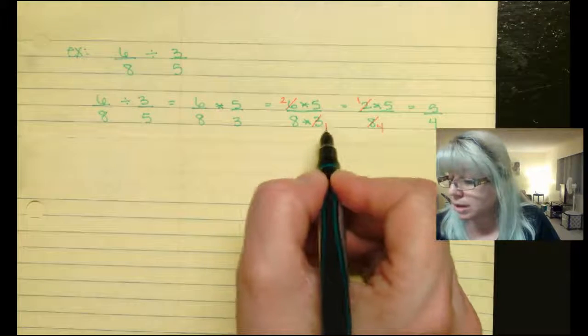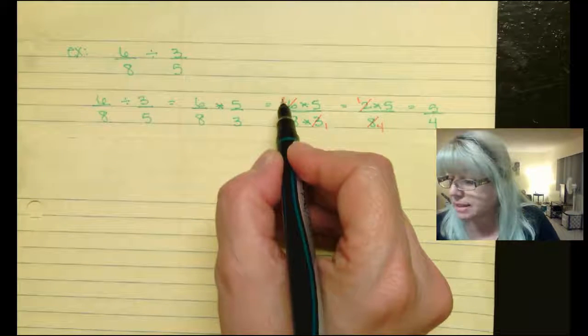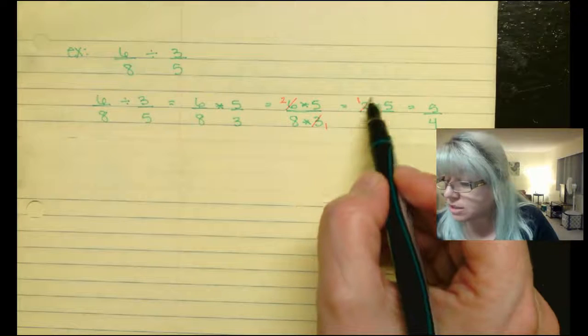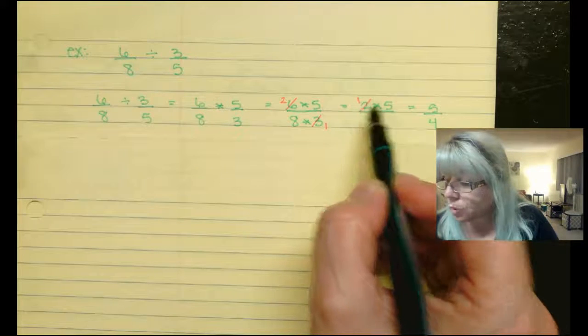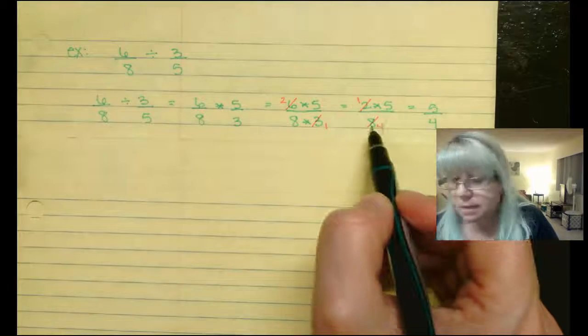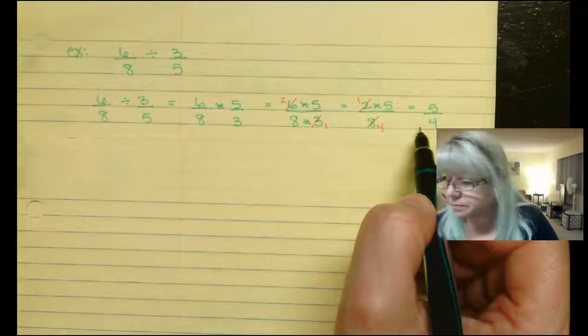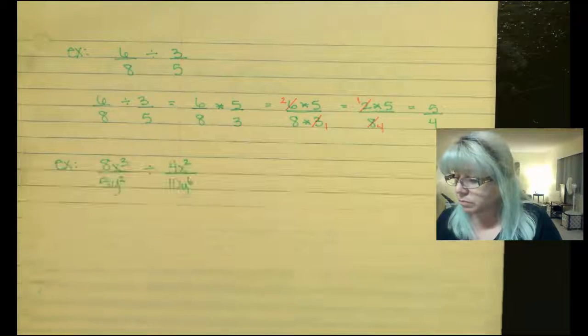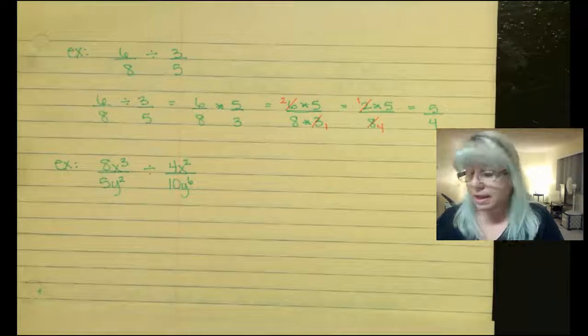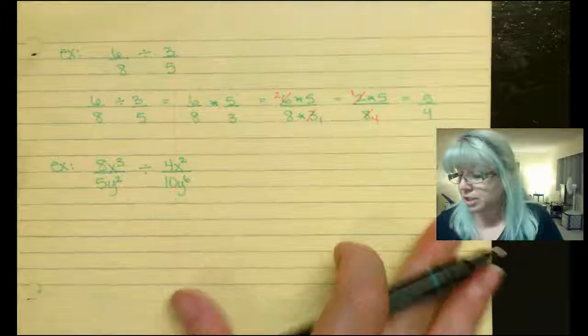I can put it all under one fraction and reduce. 3 goes into 3 once, 3 goes into 6 twice, as well as 2 goes into 8 4 times and 2 goes into 2 once. 1 times 5 is 5, and I'm left with a 4 in the denominator. Okay. So following the same procedure. All right, so let's try one with expressions.